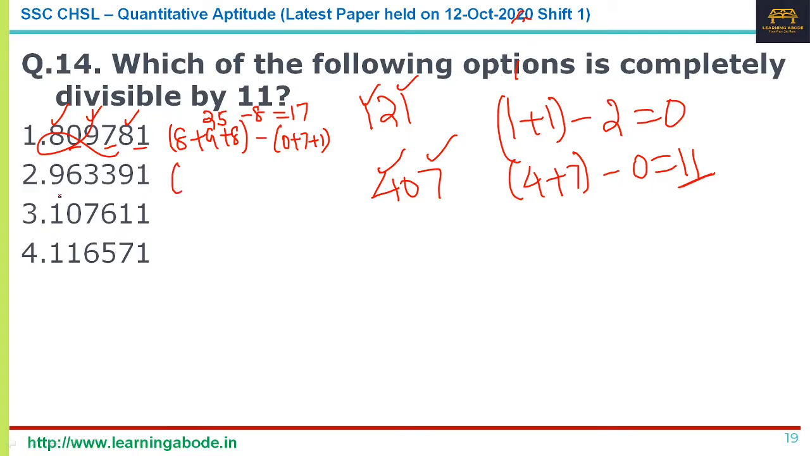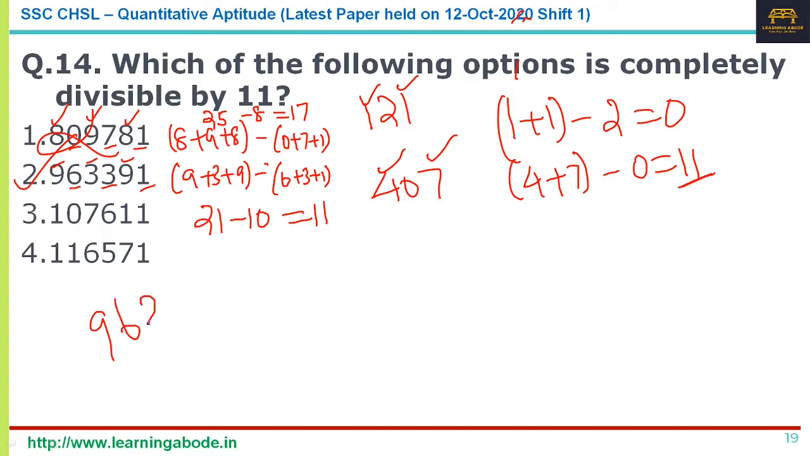Now the next one, 9, 3, 9. So 9 plus 3 plus 9, that's how much? 21. And 6, 3 and 1. So 6 plus 3 plus 1, that's 10. So 21 minus 10 is equal to 11. So here the difference between the sum of the digits in the odd position and even position is 11. So option 2, 963391, is the answer for this question.